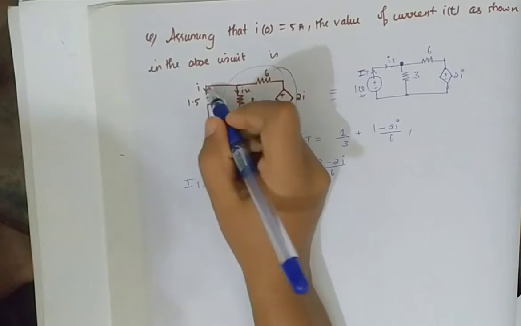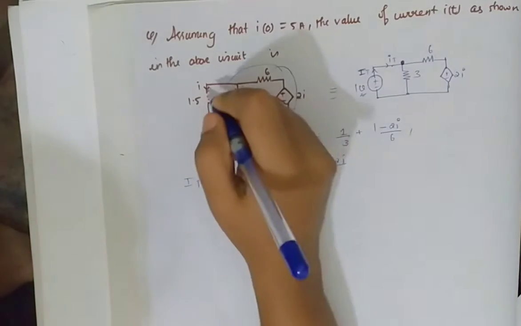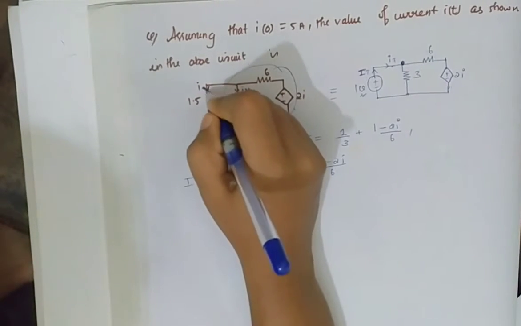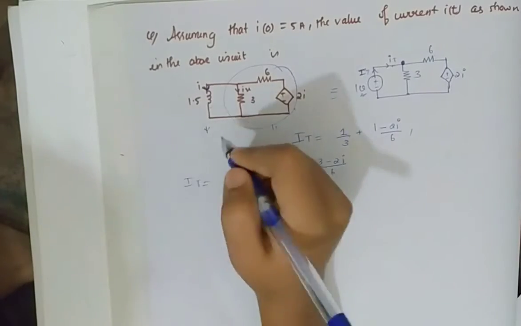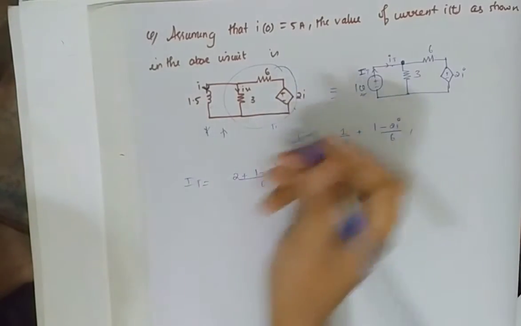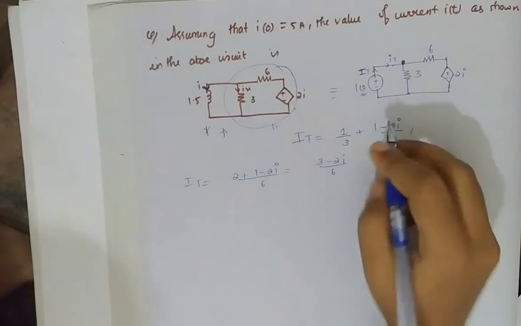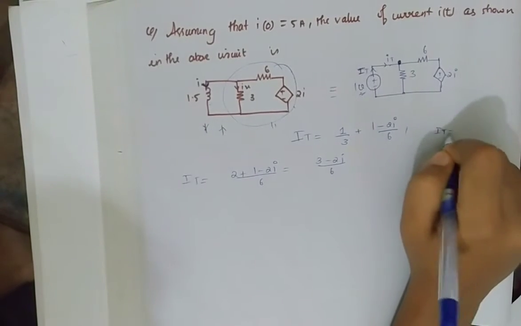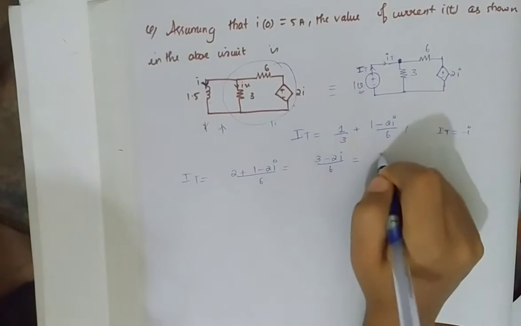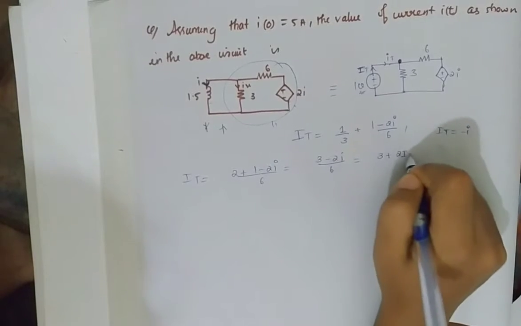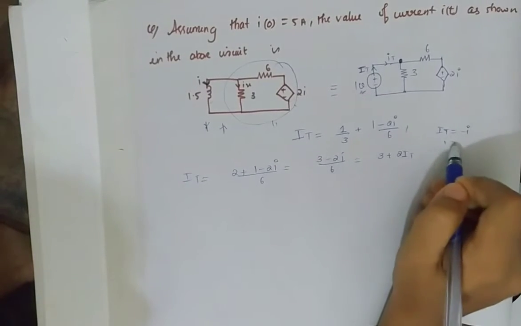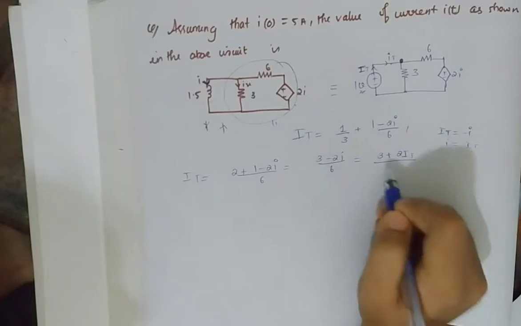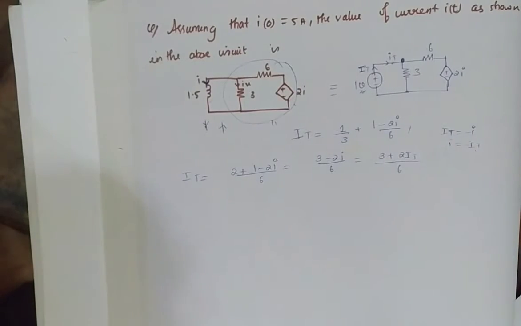So from here we can see I is in this direction and IT is in the opposite direction. So I can write I is equal to IT is equal to minus I, which is equal to (3 plus 2 IT). Instead of I, I am going to write minus IT. So I'll get (3 plus 2 IT) divided by 6.